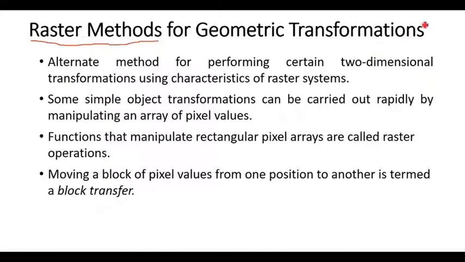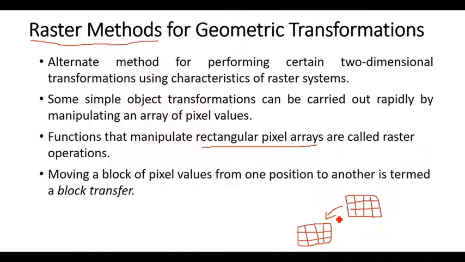So alternative method for performing this using raster system, these two are similar, two things that you have to know. The function which manipulates the rectangular pixel array are called as raster operations, and moving a block of pixels. So let us say we have block of pixels over here like this. If you want to move this set of pixels to somewhere else, then we call that operation as block transfer, moving it like this.